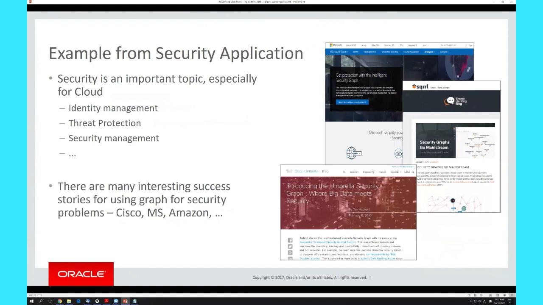Let me talk about one example. This example comes from a security application. Obviously, security is becoming a more and more important topic, especially for cloud business, because everybody wants their cloud to be more secure than the others. As a side story, there are already a lot of interesting stories about using graphs to enhance security, not only from our company but from other big companies like Cisco, Microsoft, and Amazon. Why? Because in security, it is important to capture and combine different signals together. Something happened here, something happened here, something happened here, and it only becomes a real threat if these are correlated to each other.